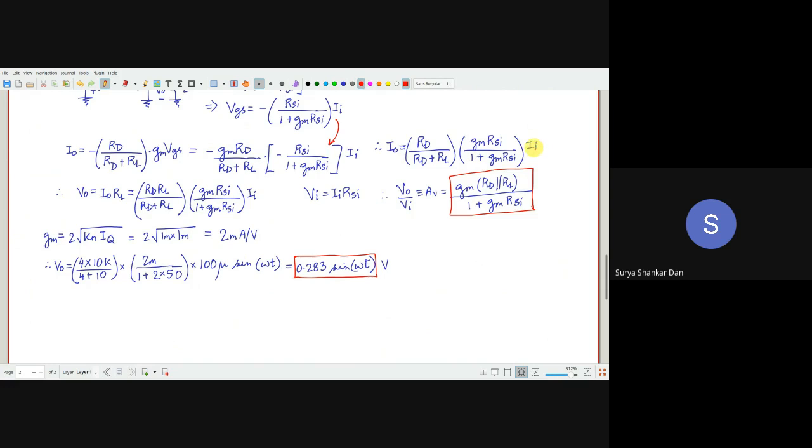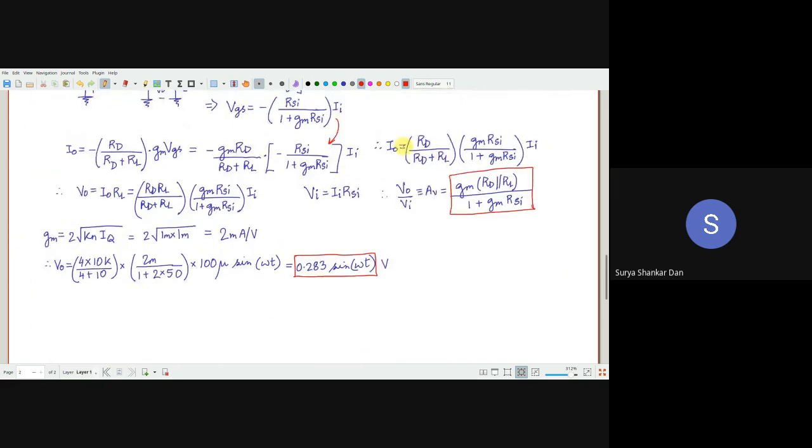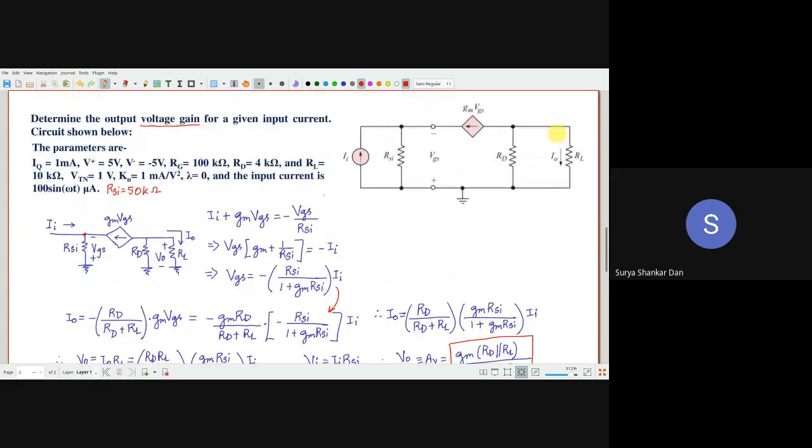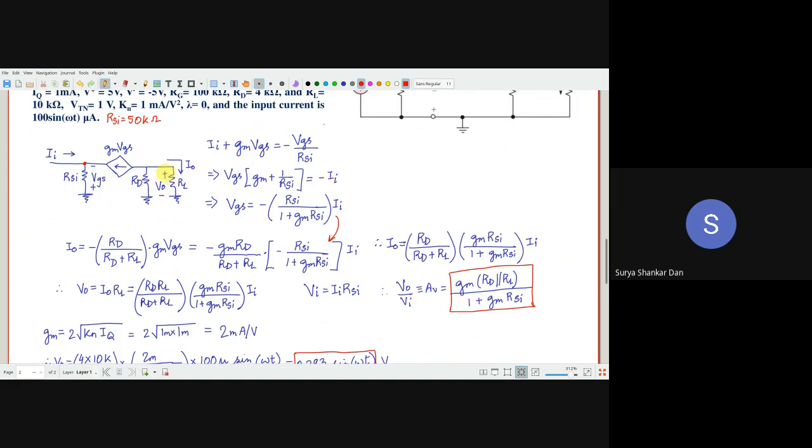But we have been asked to find out what? Voltage gain. What you have obtained until now is IO by II, that is the current gain. So all we will do is, remember, IO is flowing through RL. So VO is equal to IO into RL. IO is given, so this RL essentially comes RD RL by RD plus RL. Notice this is now the parallel combination of RD and RL, which should be there because if we are trying to find VO for RL, this is parallel with RD also, right? So VO is essentially going to be GMVGS into RD parallel RL.